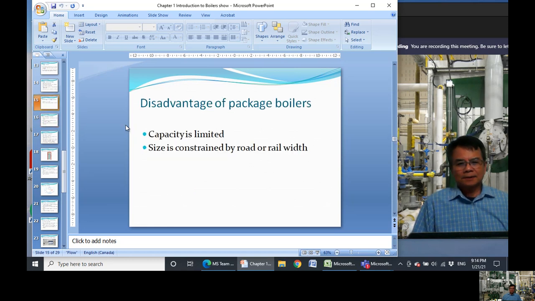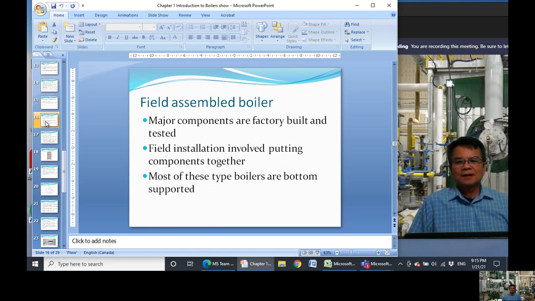Now let's take a look at those package boilers too. With package boilers, there are lots of advantages. One of the advantages is you don't need too much support. You put a couple of feet of cement block there, some cement and a platform, and then you can sit it in there because they're light, and everything is easy to do.